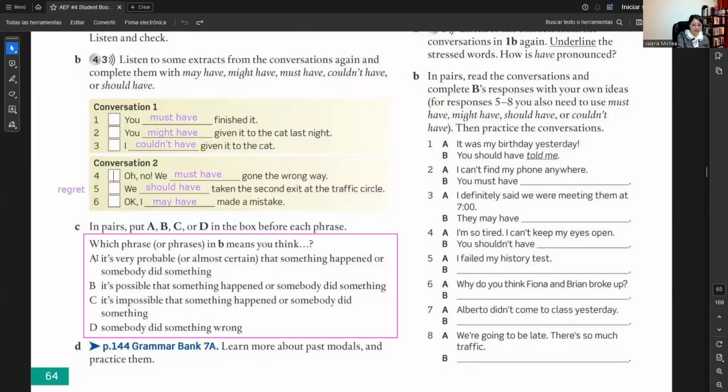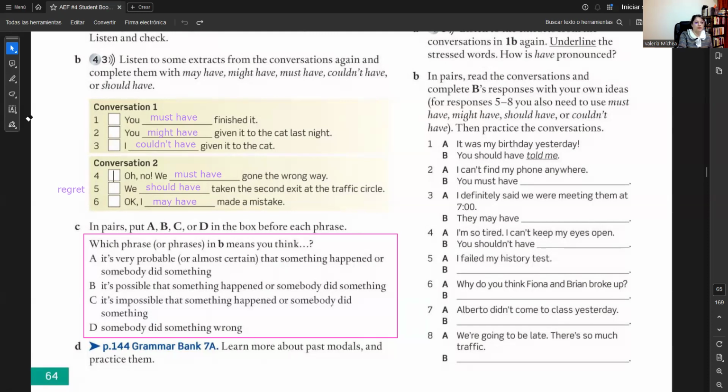A, it's something very probable or almost certain that something happened or somebody did something. Then we have B, it is possible that something happened or somebody did something. We have C, it is impossible that something happened or somebody did something. And then we have D, somebody did something wrong. Okay, so we have four options. Now let's realize which one is each of the examples that we have there.